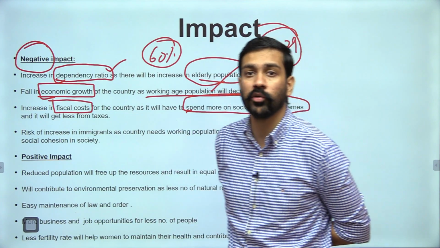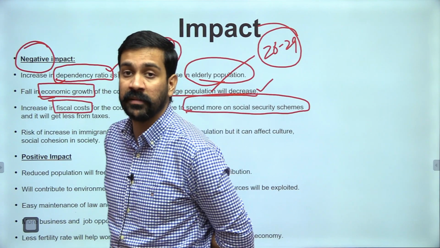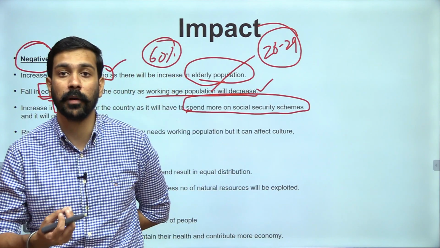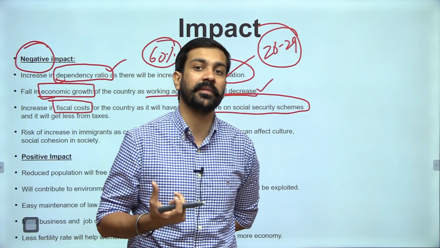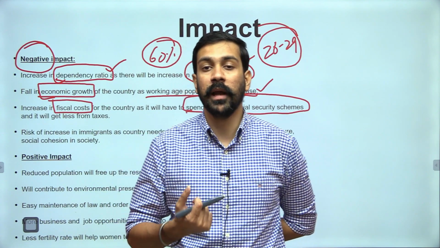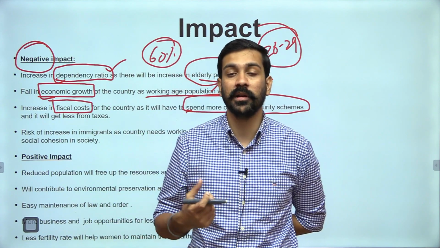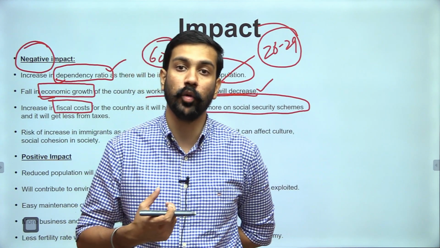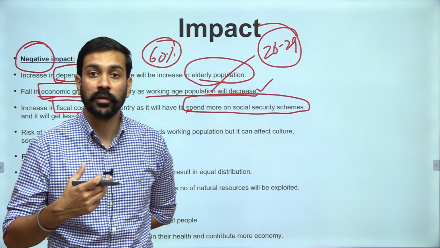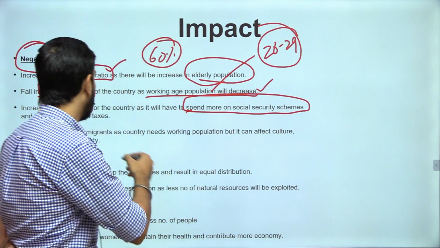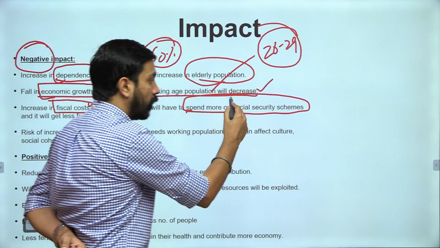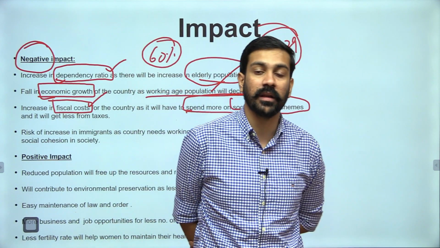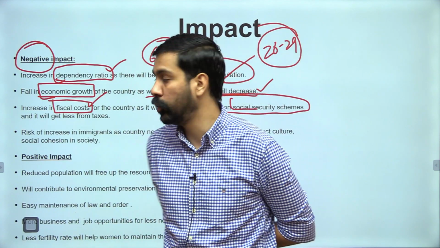Government has to contribute to that. In return, the elderly people constitute at least 10% of our population, and their contribution in the form of taxes is very less in comparison to the people who are regularly working in the economy. So government will have to spend more on the fiscal costs in the form of social security benefits that the government is providing to the elderly population.